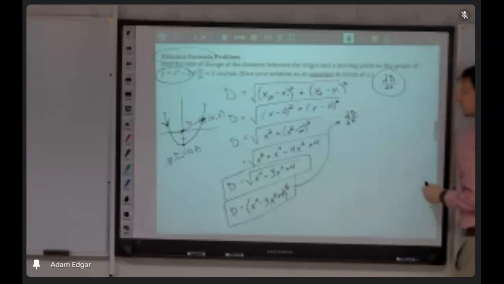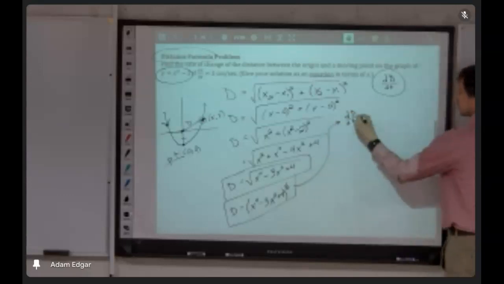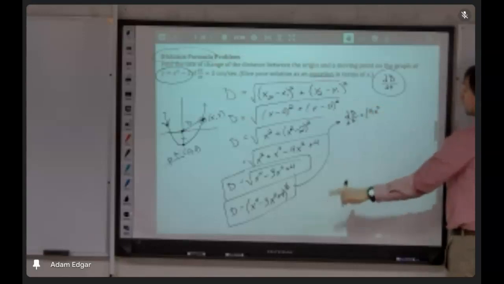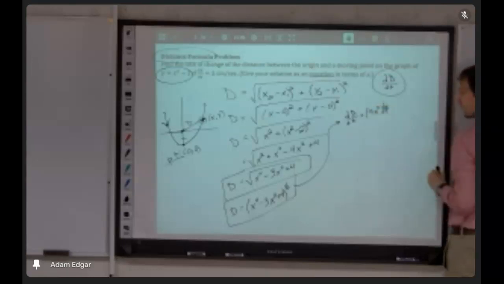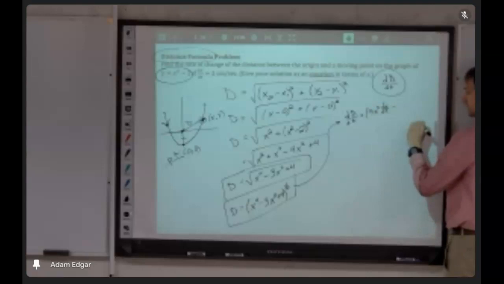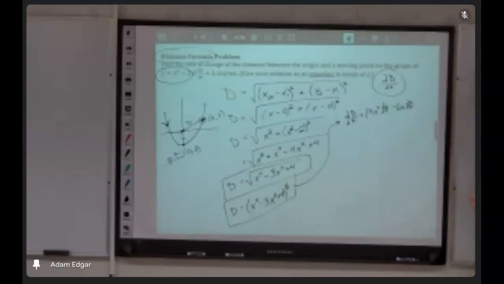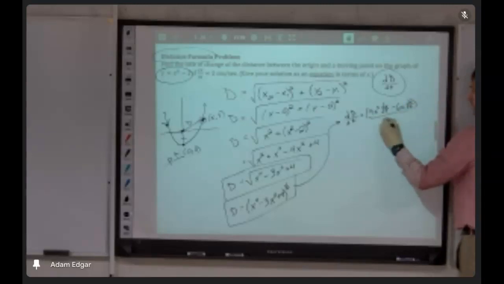What's the derivative of the inside part? 4x to the 3rd. Wait, before we move on, what else do we need on this? dx/dt, because we're differentiating with respect to time. And then minus 6x with a dx/dt, because we're differentiating an x with respect to time. And that's the derivative of the inside, correct? So all of that is d(inside). And then what do we do with that?